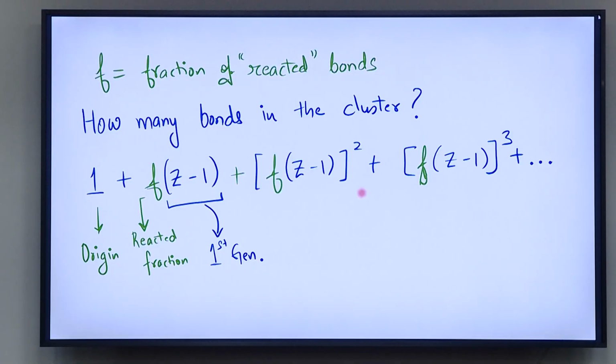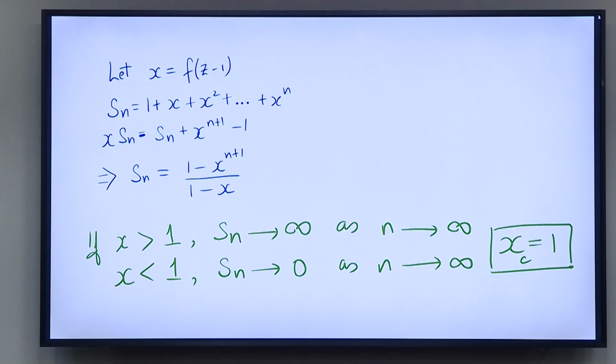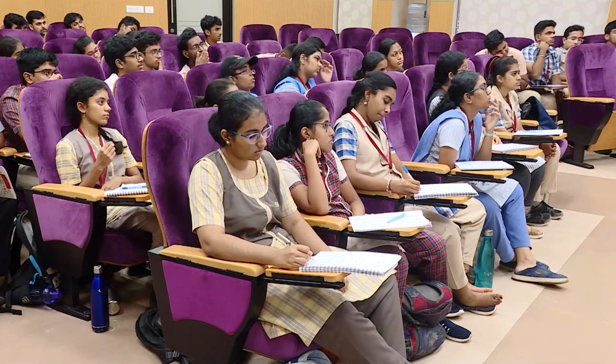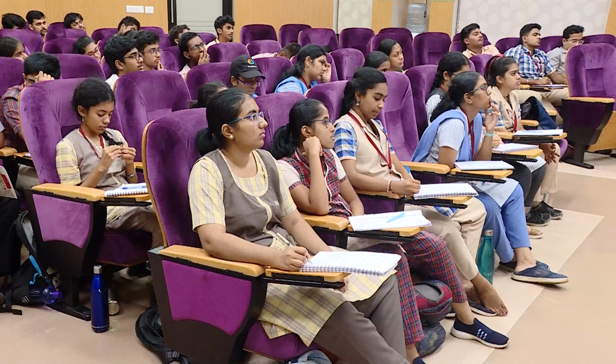So then you set up this geometric series, and I don't have to tell you this. I'm sure you have learned in school how to sum a geometric series. But if not, you can see on the board. Then treating this quantity F into Z minus 1, that is forming the geometric series, as X, you know this geometric series will either go to infinite or will go to 0, depending on if it is more than 1 or less than 1.